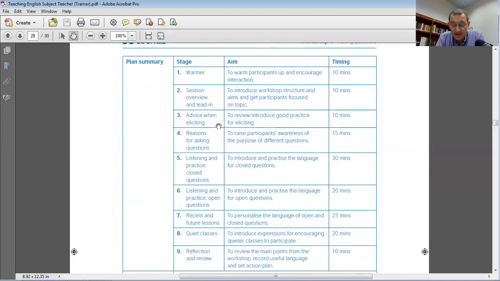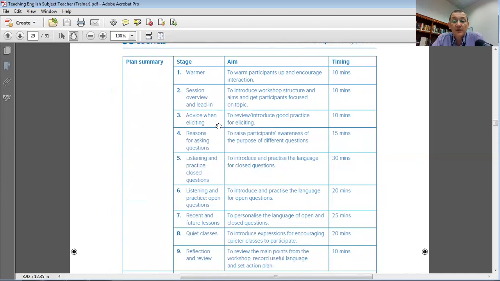Stage 3, advice when eliciting. In this stage, you're going to get participants to work in pairs to identify from a list of advice the bad advice. So it's pair work. Make sure that they don't shout out answers, and that they are sticking to the good habits which you have been working on.